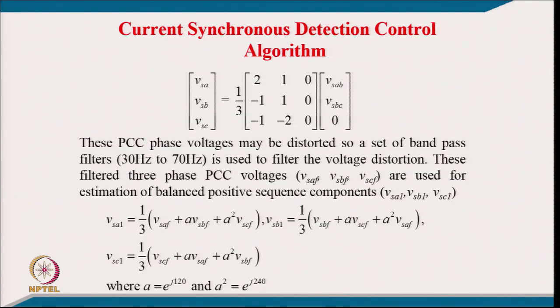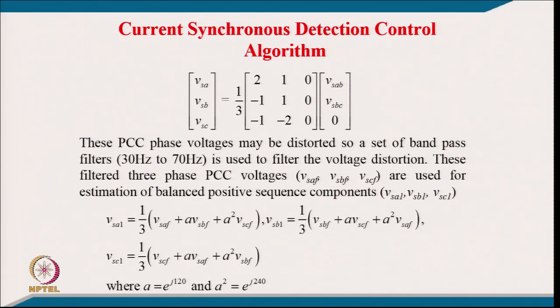So, these are the typical expressions that we have from the line voltage. We get the phase voltage similar to what we discussed in the other control algorithm, and this PCC voltage may be distorted. So a band pass filter has to be used to filter out the voltage distortion, and these filtered three phase voltages, that is the fundamental voltage, are used for estimation of the positive sequence voltage. This is the positive sequence voltage which I am mentioning.